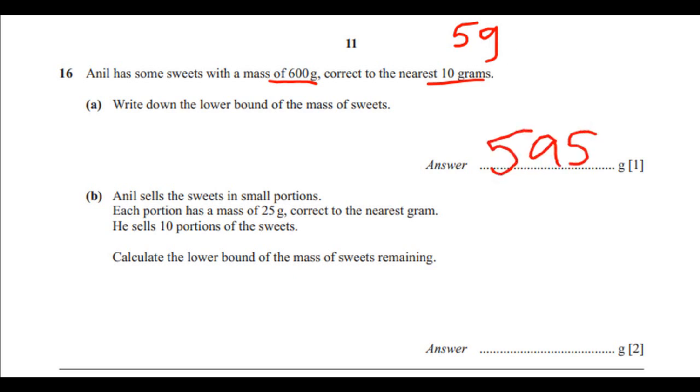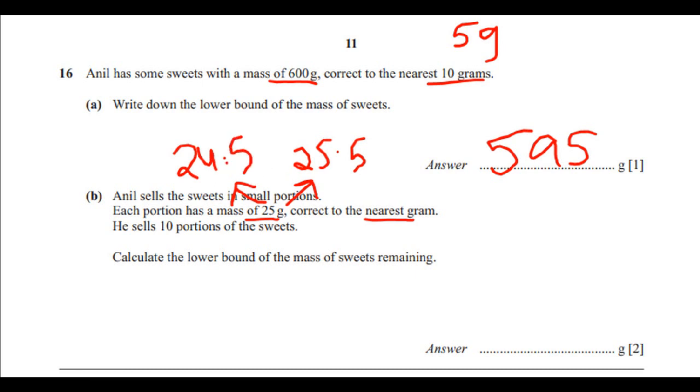Part B, Anil sells the sweets in small portions. Each portion has a small mass of 25 grams, correct to the nearest gram. So this nearest gram means 1 gram. Divide that by 2, 0.5 grams. So we have 2 possible masses of this portion. It could be 25.5, which is the upper bound, and the lower bound will be 24.5.